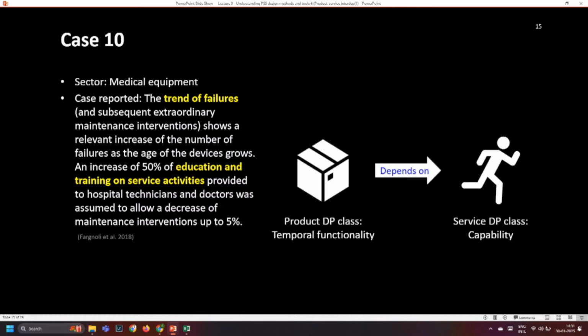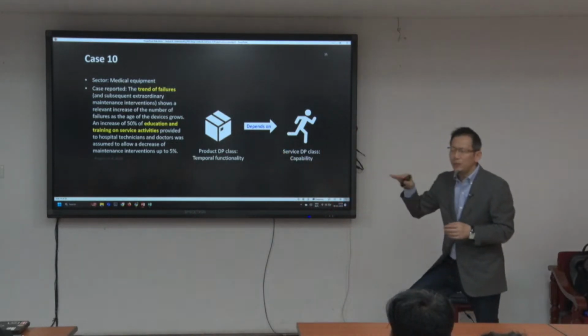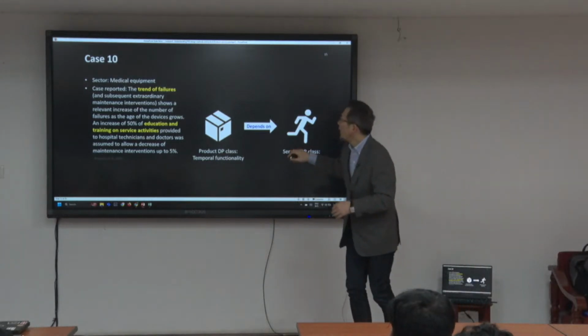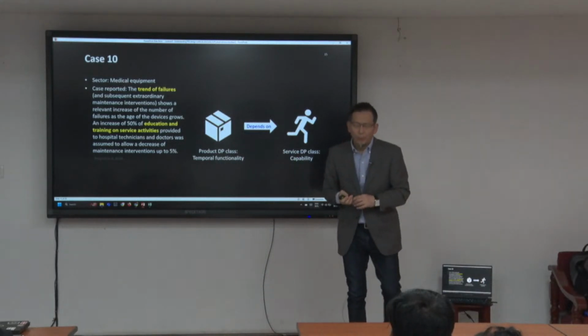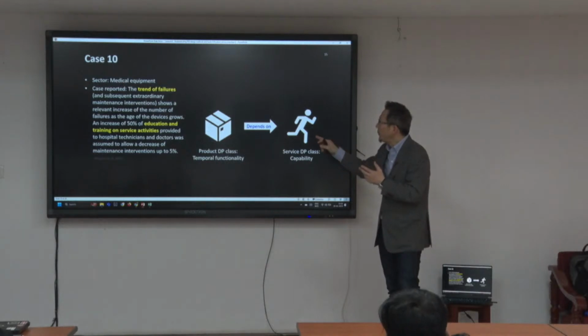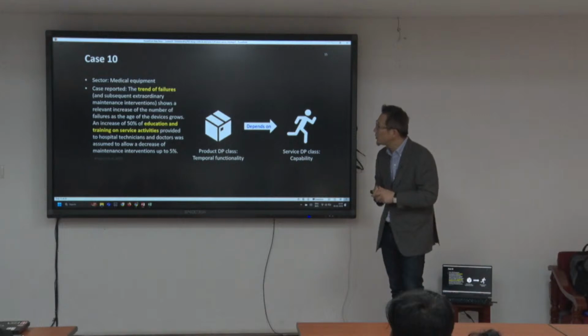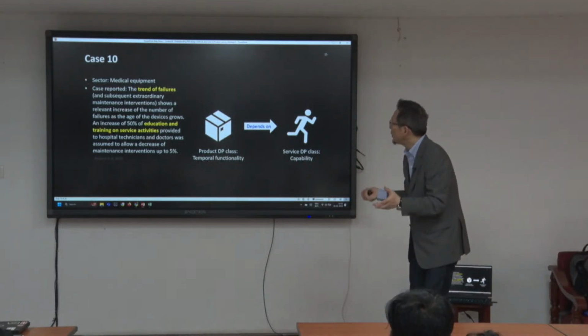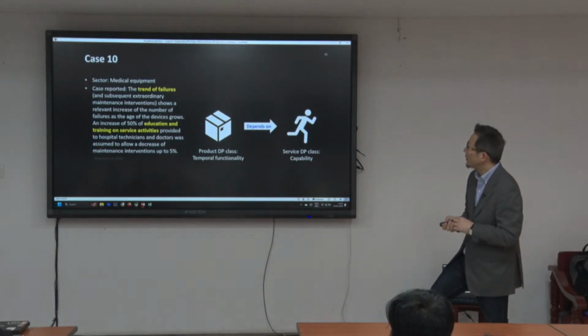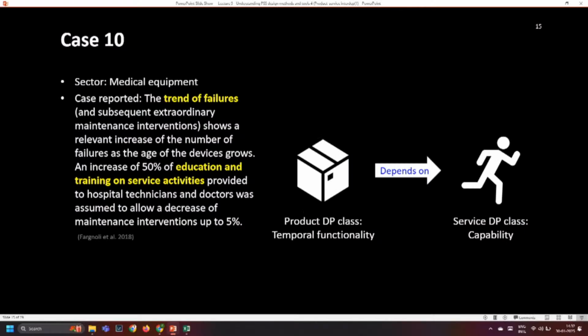So two more examples. Medical equipment case. In this case, when the medical equipment devices get older, there was a need of more education of the hospital technicians and doctors in terms of training in order to increase their knowledge for how to deal with the medical equipment device. Also, in this case, they found that better training and education of the service technicians improved the product condition in terms of maintenance.